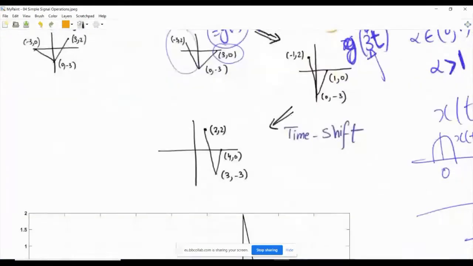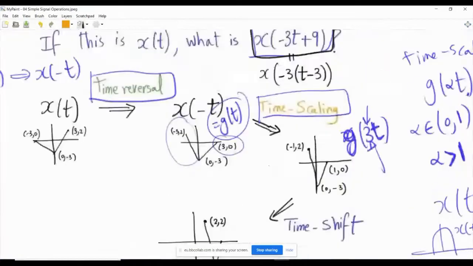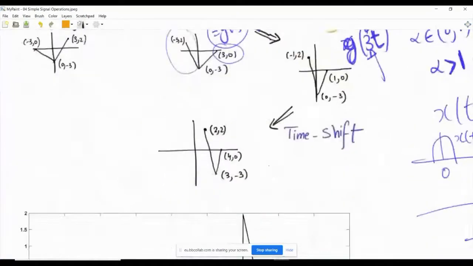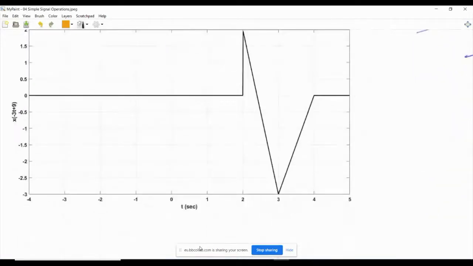Here, because we have t minus 3, we shift to the right. So this point here, which is at 0, will now become at 3, because of the shift. And so this is a clean plot of x of minus 3t plus 9.